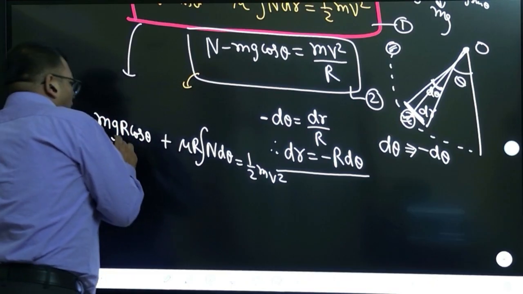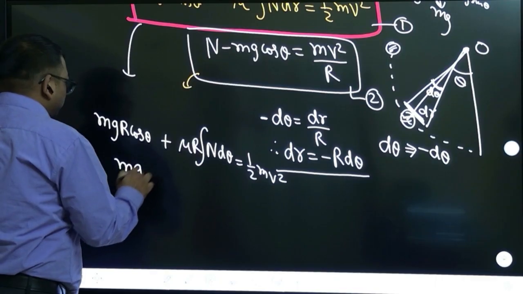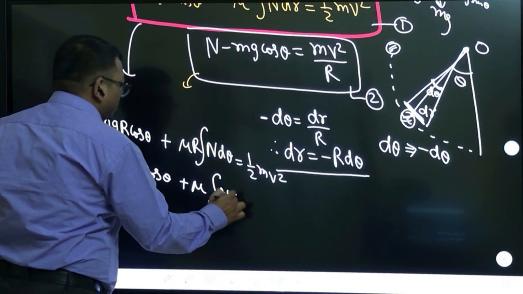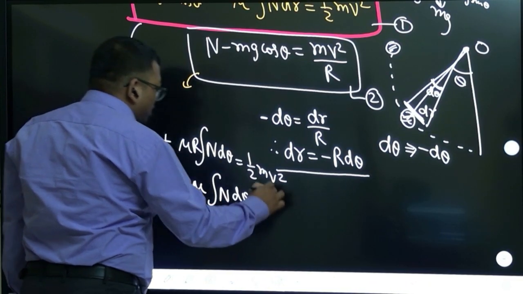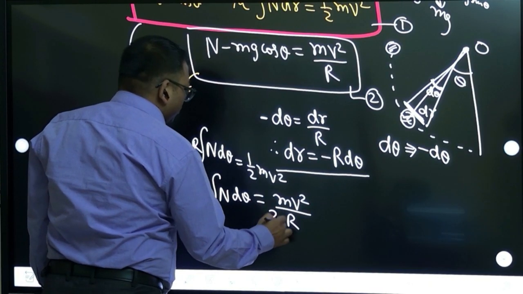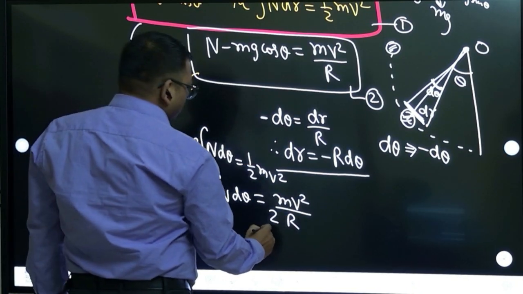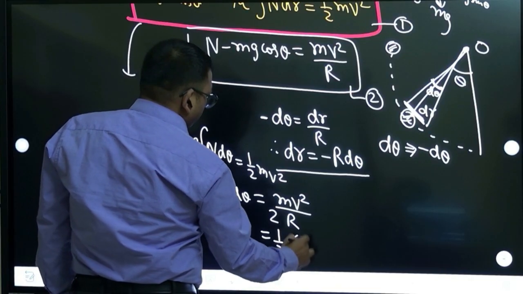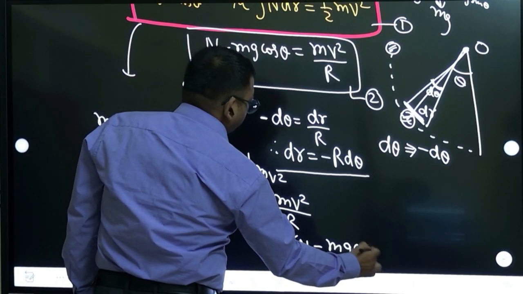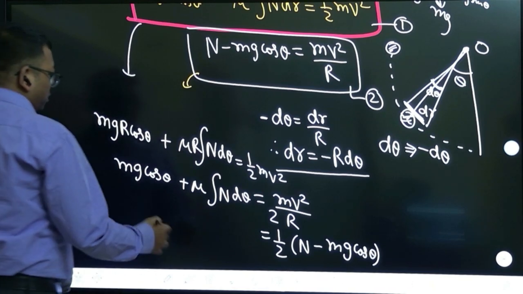So R I will take common and divide it here. That will be better. So this is mg cos theta plus mu integration of normal d theta, and this r I have divided, so mv square by r has come here, and 2 is also there. Now mv square by r from the second equation I will substitute here, so that has become half n minus mg cos theta. Correct. That's what it has become.